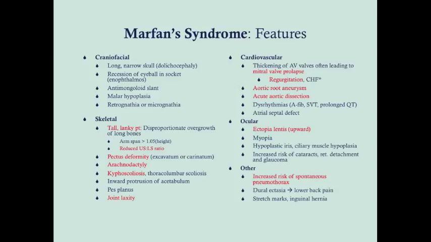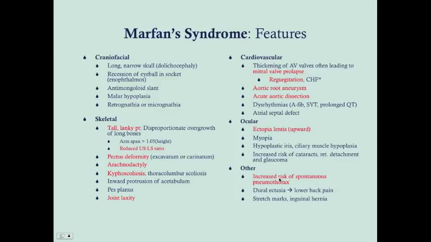A common feature of Marfan syndrome is the displacement of the lens. This is going to be an upward displacement of the lens. We call this ectopia lentis. It's typically upward. If there's a downward displacement of the lens, that's usually seen in homocystinuria. So upward ectopia lentis. These patients also tend to have a longer eyeball, which causes them to have myopia. They can have a hypoplastic iris, ciliary muscle hypoplasia, which can make accommodation difficult. They also have an increased risk of cataracts, retinal detachment, and glaucoma.